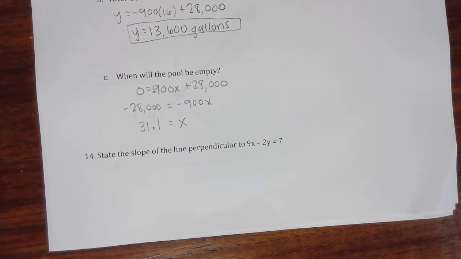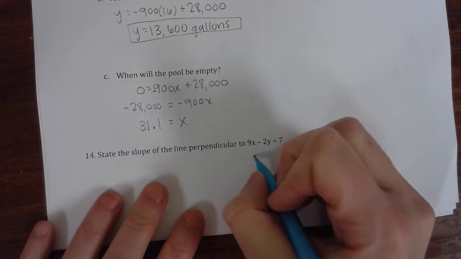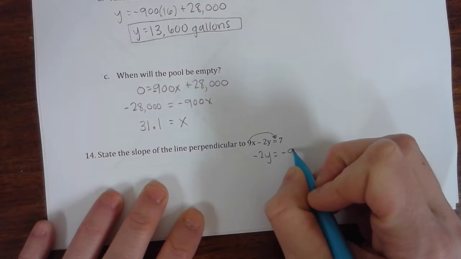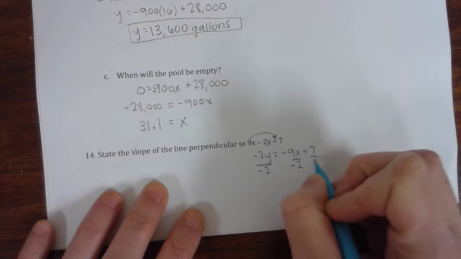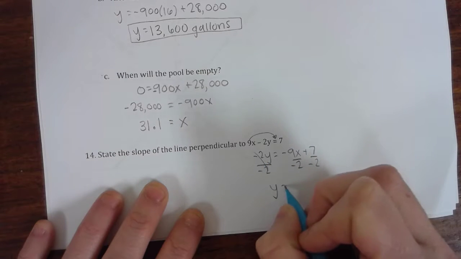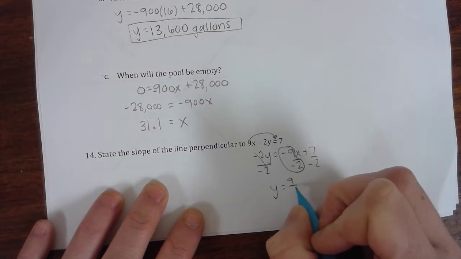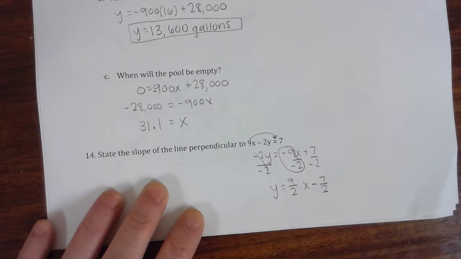On number 14, it says state the slope of the line perpendicular to that line. First, we need to know the slope of that line. We can't see it right now because it's not in slope-intercept form. So what I'll do is I'll solve for y. When I bring 9x over, it becomes negative 9x plus 7. Divide everything by negative 2. You get y equals, this becomes its own little fraction. It becomes a negative 9 over 2x minus 7 over 2.